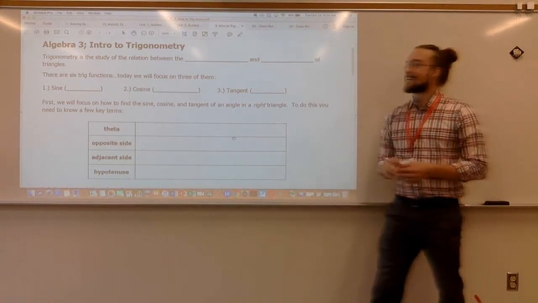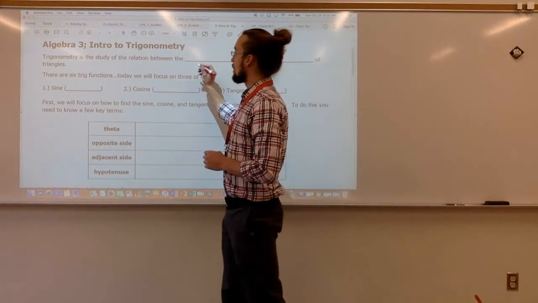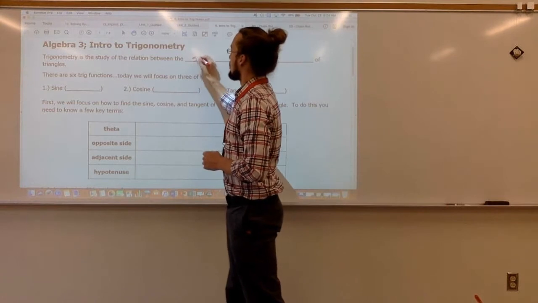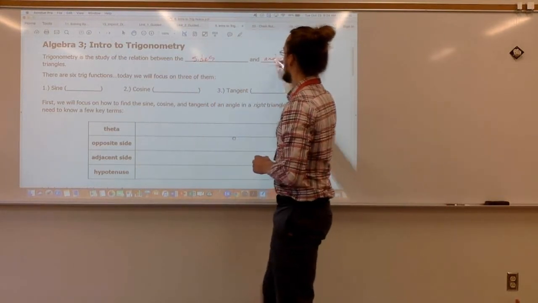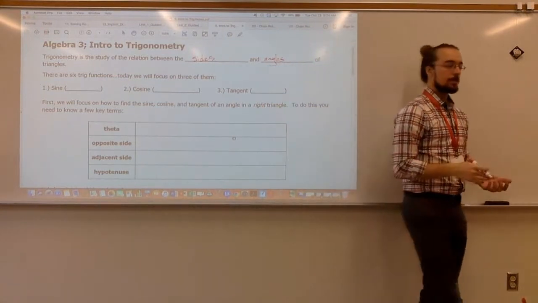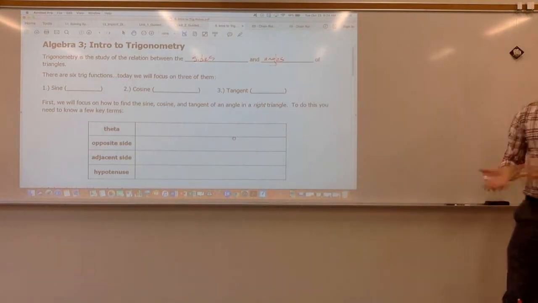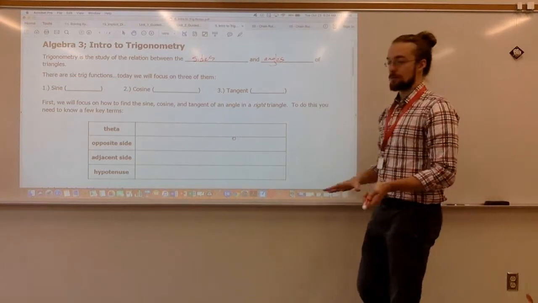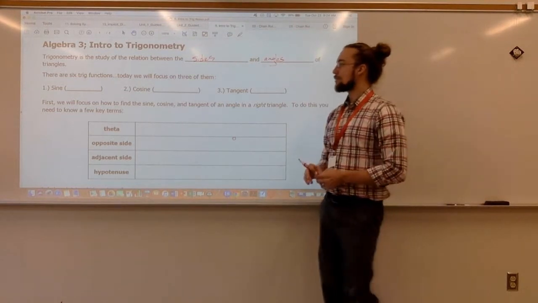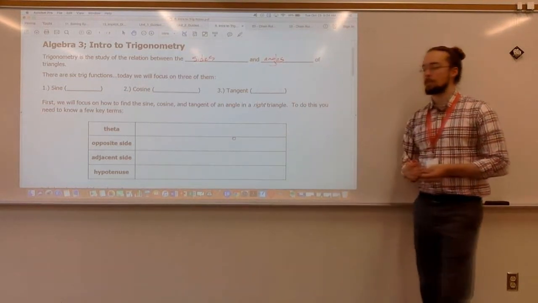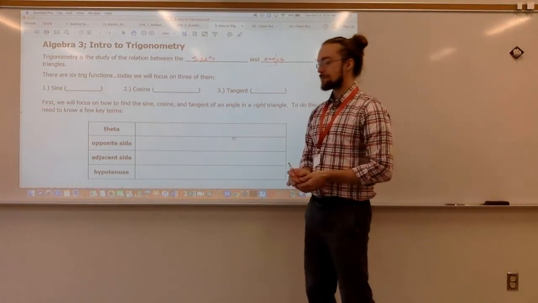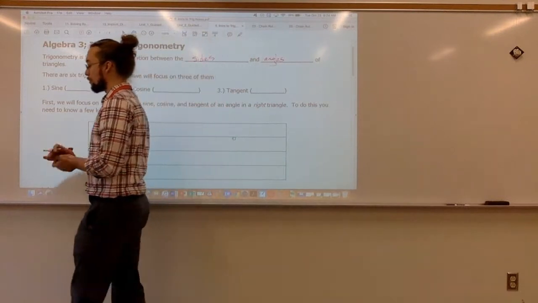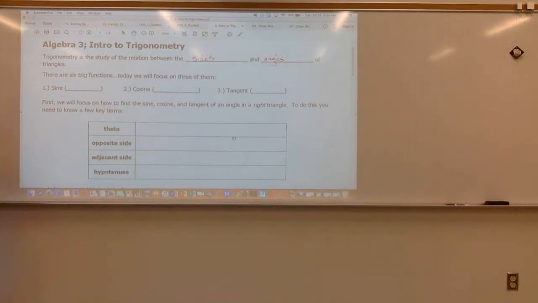Intro to trig. Trigonometry is just the study of the relation between the sides and angles of a triangle. Specifically, what we're going to look at to start here is just right triangles. I haven't decided if we will have time to look at using trig to solve any triangle yet or not, so we are just going to be working with right triangles to start.